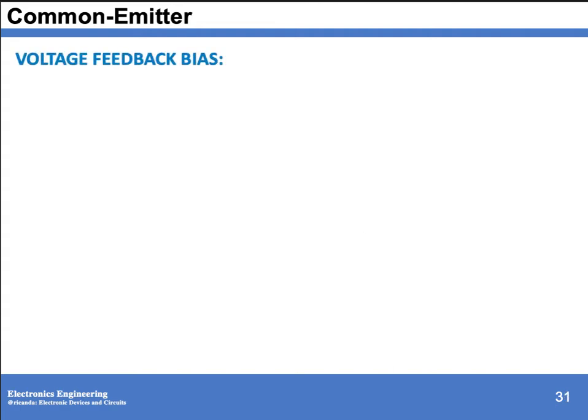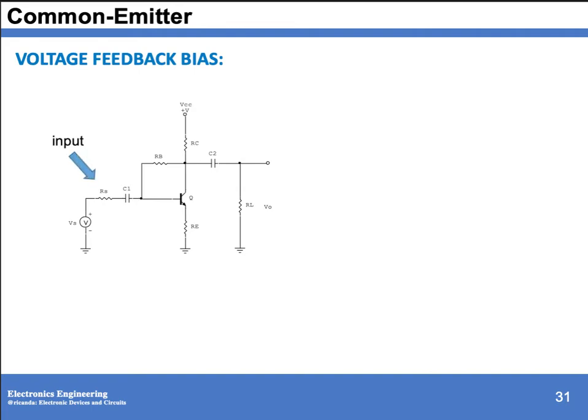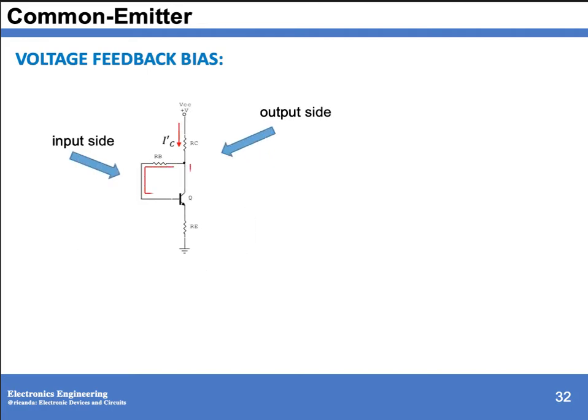Another bias is the voltage feedback bias. So we have a resistor connected from your collector going to the base. So we have your input side, and this is your output. During DC analysis, your capacitors are open. So we have your current, IC prime. Then at the collector terminal, it will split into IB and IC, and we have IE.